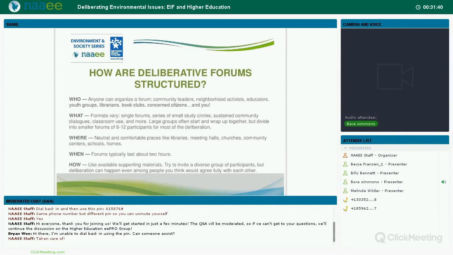The format can be a single forum where people sit down and deliberate. They're also used in study circles where people really delve deeply into the issue and think about the outcomes, and they look at the issue over months at a time. There are ways of sustaining community dialogue. There are classroom uses, obviously.